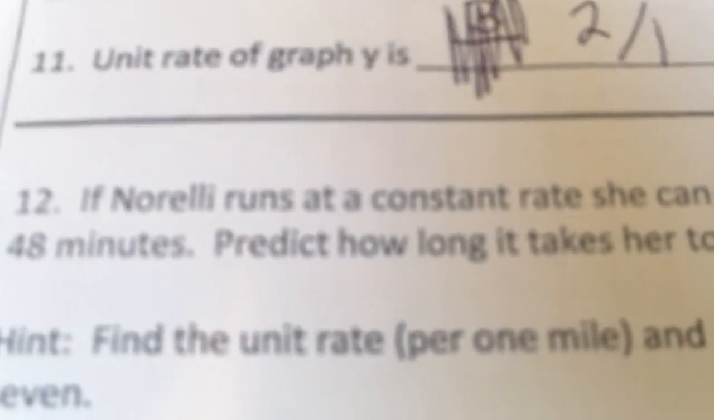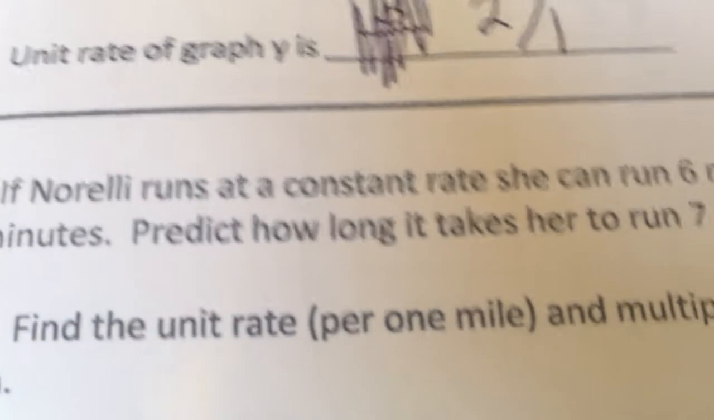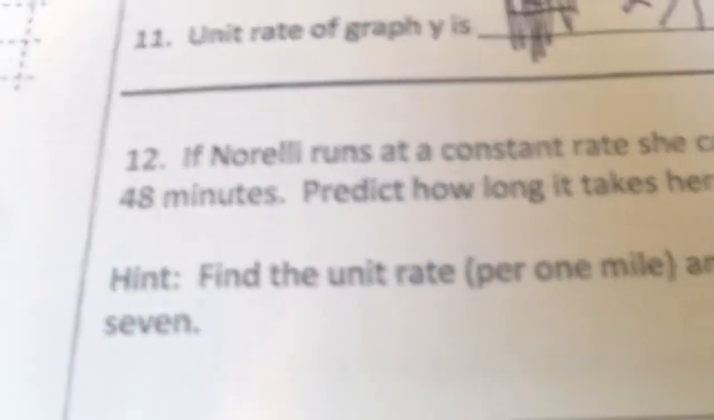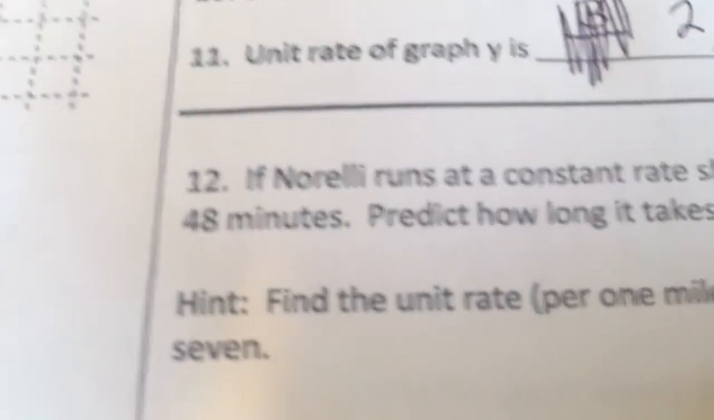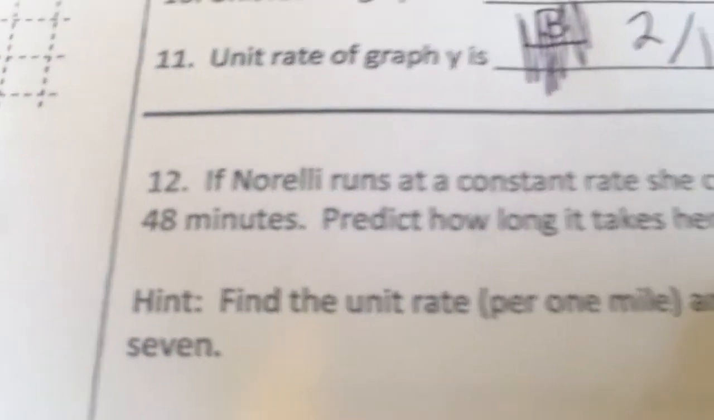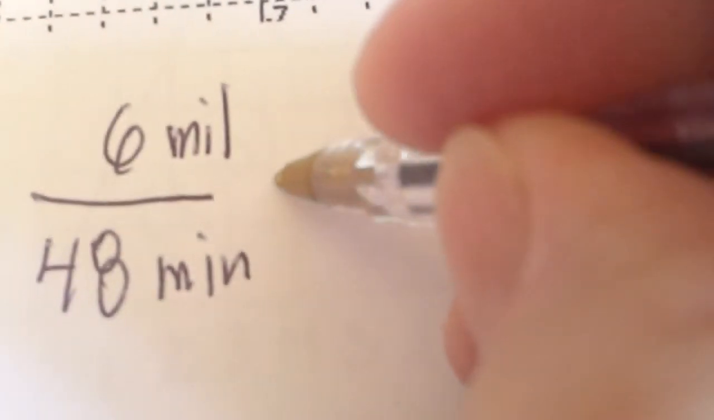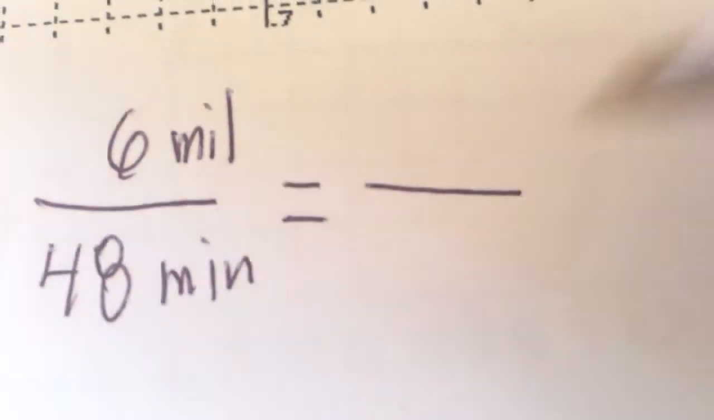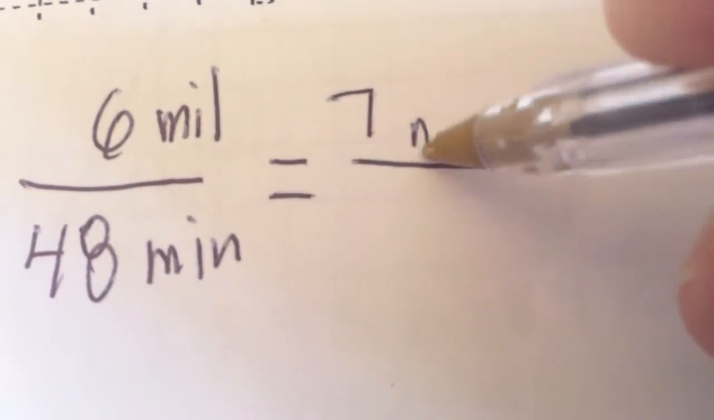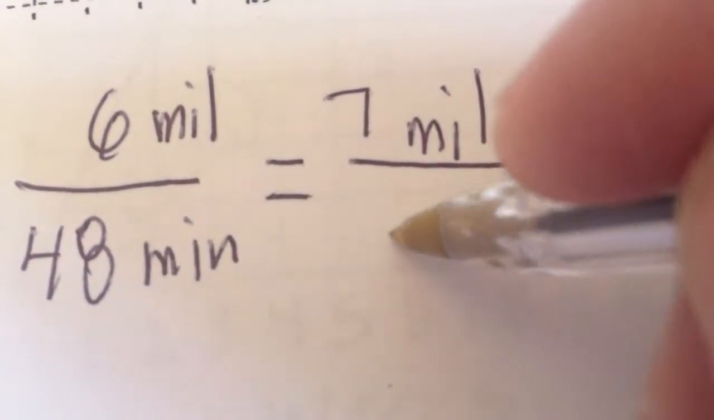If Norelli runs at a constant rate, she can run 6 miles in 48 minutes. Predict how long it takes her to run 7 miles. If she can run 6 miles in 48 minutes, the question is, how long will it take her to run 7 miles? Let's make a proportion, and if I'm going to put 7 miles, it's going to go on top because my miles are on top over here. So my miles are on top and my minutes are on the bottom.